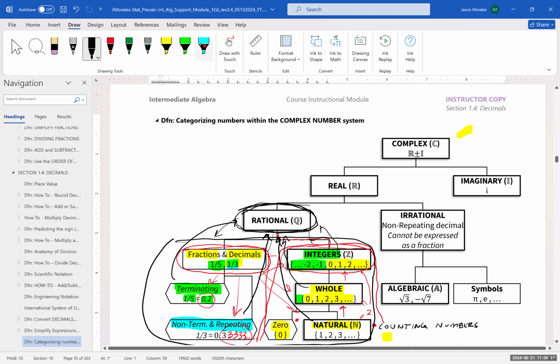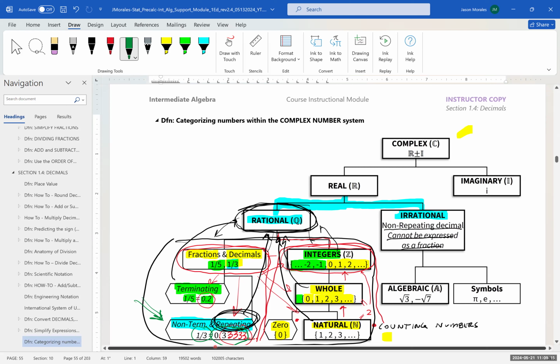All right. And that's this branch here, which is kind of leading us to the definition of what a real number is. But before we go there, let's travel down and see what an irrational number is. So we have rational numbers and irrational numbers. And an irrational number is a non-repeating decimal, kind of like what we had down here, that cannot be expressed as a fraction.